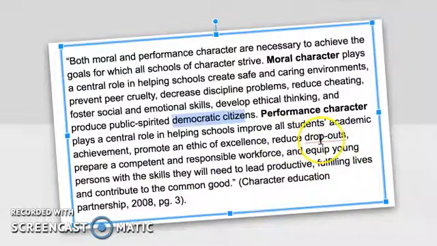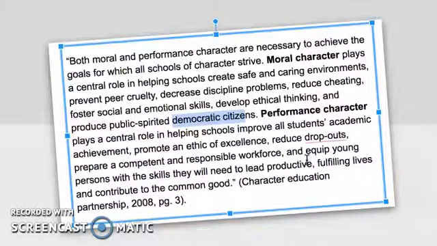It reduces dropouts. Kids stay in school if they're doing well and they know that they need it to be successful. And it prepares a competent and responsible workforce. Eventually, successful students become successful workers. And it equips young people with the skills that they will need to lead productive, fulfilling lives and to contribute to the common good. So again, we talk about this in school.